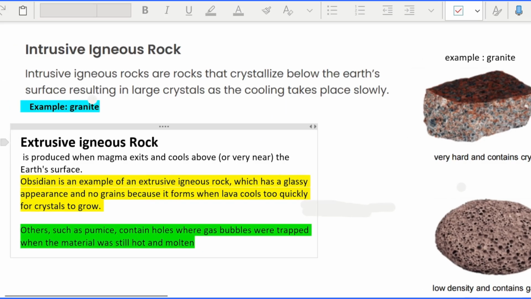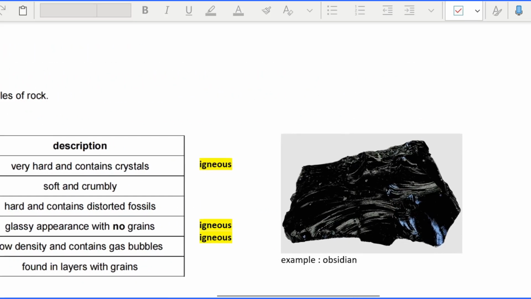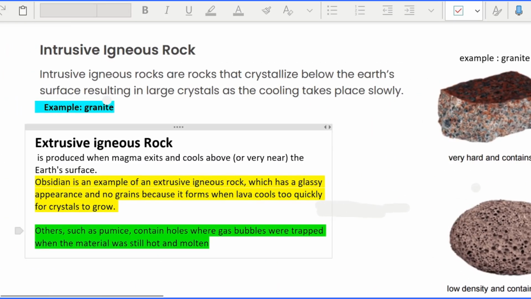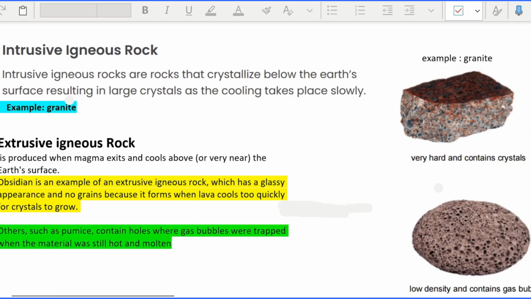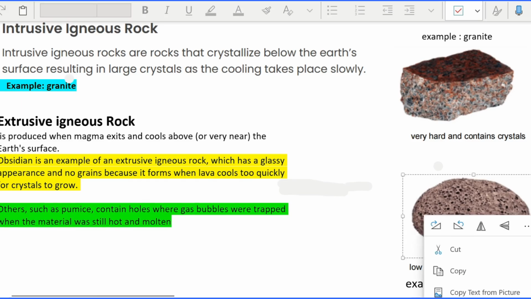Extrusive igneous rock is produced when magma exits and cools above or near the Earth's surface. Obsidian is an example of an extrusive igneous rock, which has a glassy appearance and no grain because it formed when lava cooled too quickly for crystals to grow. Here you go, obsidian, glassy. Others such as pumice contain holes, where gas bubbles were trapped when the material was still hot and molten.